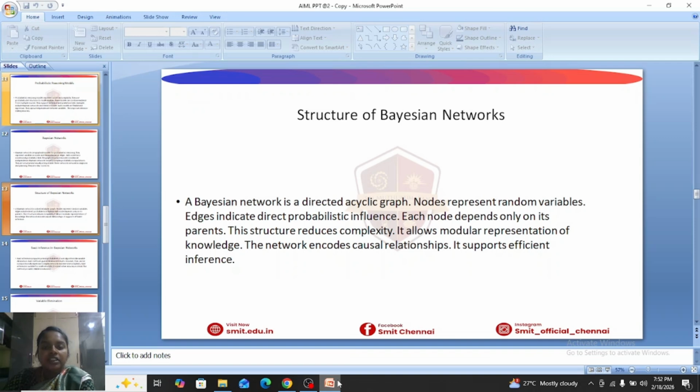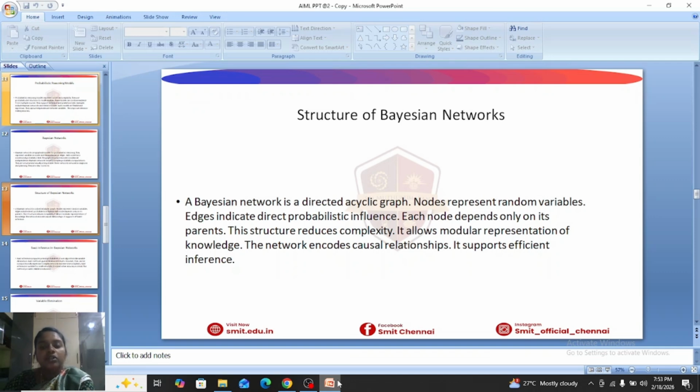A Bayesian network is a directed acyclic graph. Nodes represent random variables. Edges indicate direct probabilistic influence. Each node depends on its parent. This structure reduces complexity. It allows modular representation of knowledge.